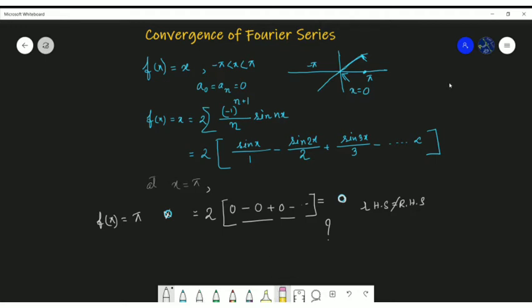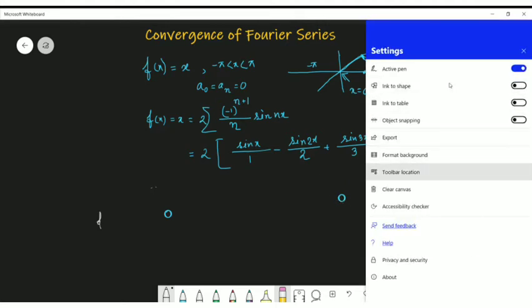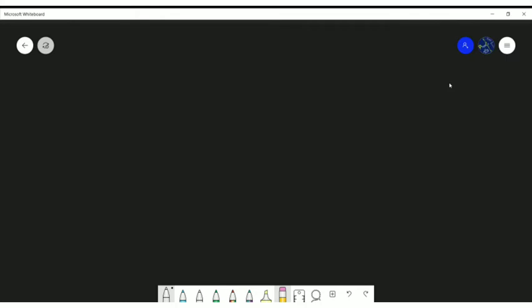I think you have understood what I am trying to mean by this problem. At all points it is not equal, meaning the series which converges to some value is not given by the function itself in the left hand side. So what is the problem? That is what we are going to discuss. So let me write the theorem now.